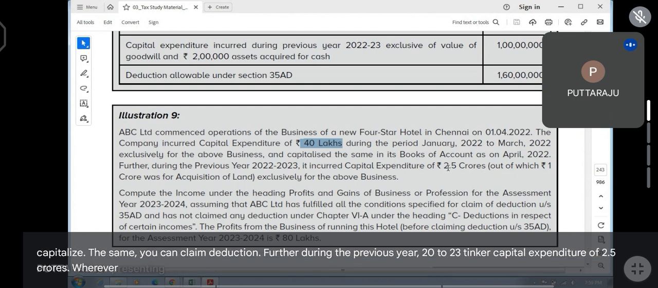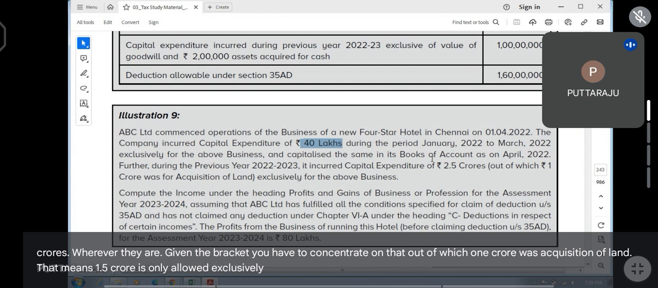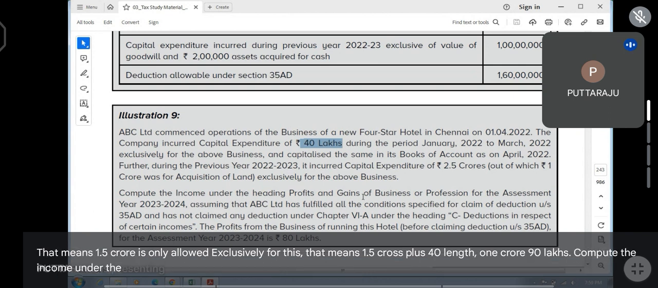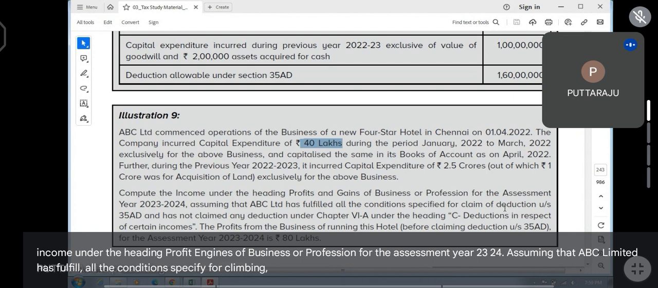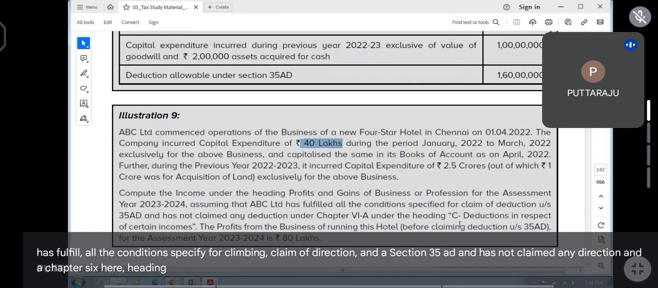Wherever they are given the bracket, you have to concentrate on that. Out of which 1 crore was acquisition of land. That means 1.5 crore is only allowed exclusively for this. That means 1.5 crores plus 40 lakhs, 1 crore 90 lakhs. Compute the income under the heading profits and gains of business or profession for the assessment year 23-24, assuming that ABC Limited has fulfilled all the conditions specified for claim of deduction under section 35AD and has not claimed any deduction under Chapter VI-A, heading C deductions.